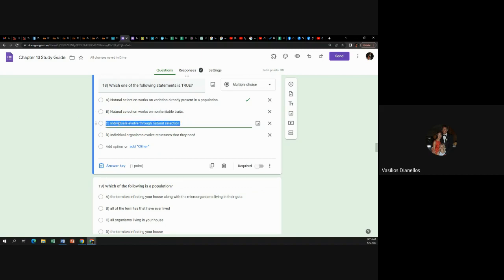If I change this to say individuals do not evolve through natural selection, then that would be correct. Because remember, individuals don't evolve. No single individual evolves. Populations evolve, right? Because certain individuals live longer or they don't live longer. And that's what helps evolve the population. But individuals do not evolve. And same thing here. I could change this to say individual organisms do not evolve structures that they need, in which case that would be the correct answer. Any questions about that question? Okay.